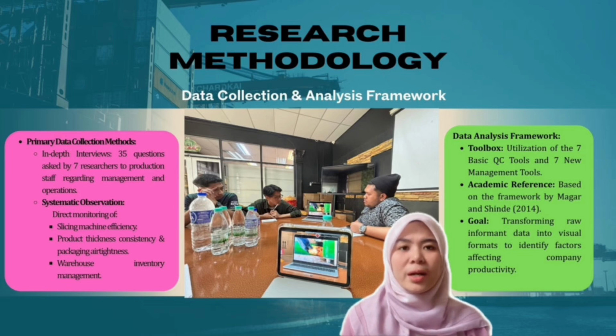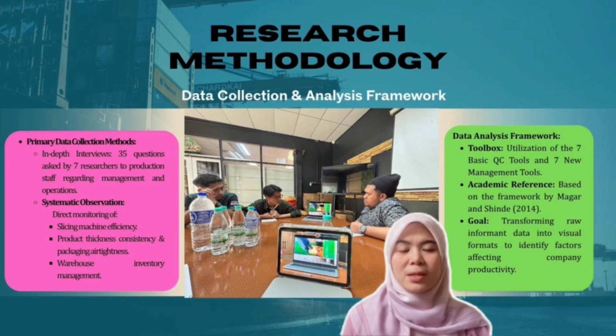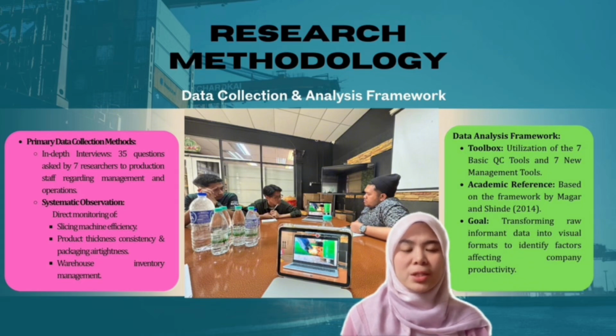Second, we carry out systematic observations. This means we didn't just walk around. We specifically monitor the efficiency of the slicing machines, check the consistency of product thickness, ensure the packaging was airtight, and analyze how the warehouse inventory was being managed.